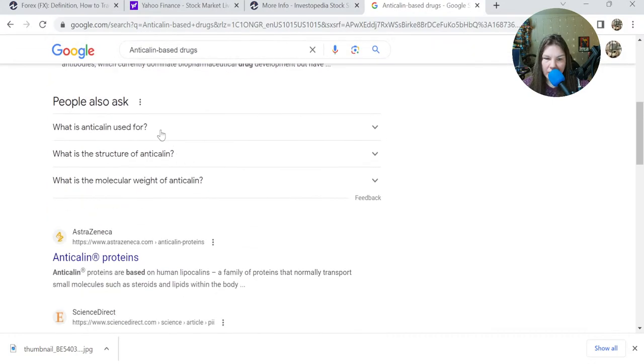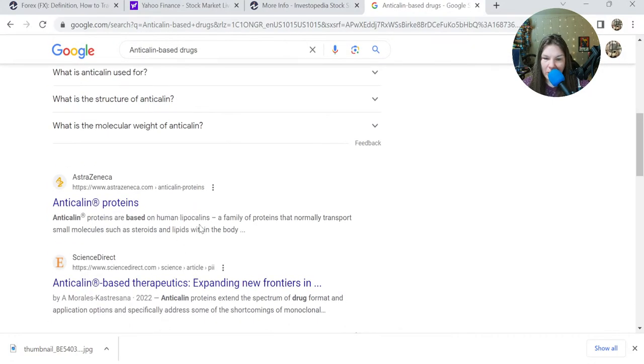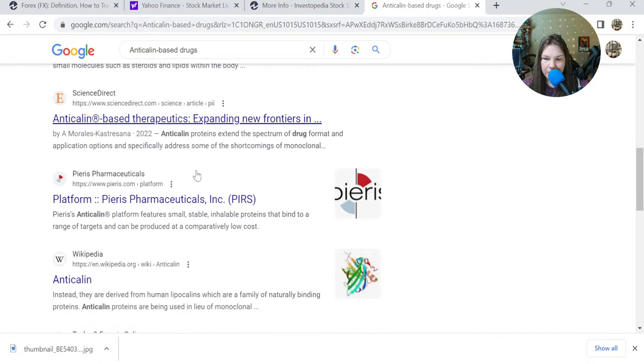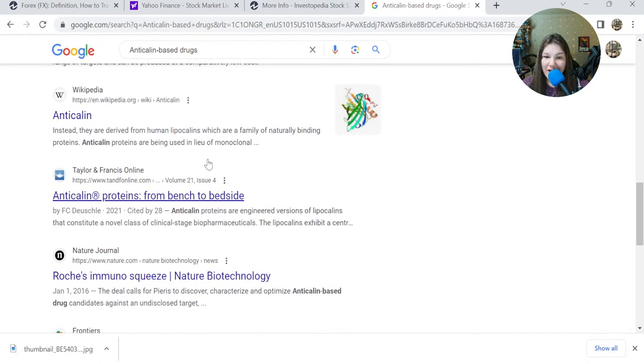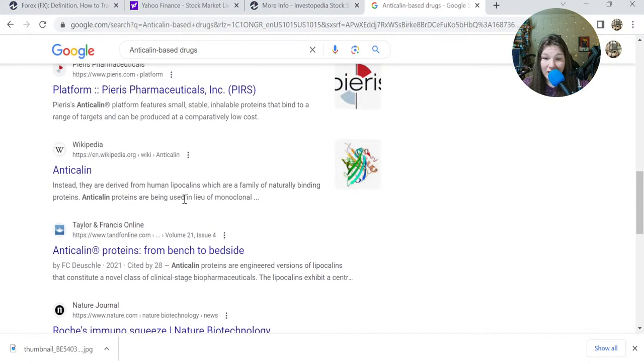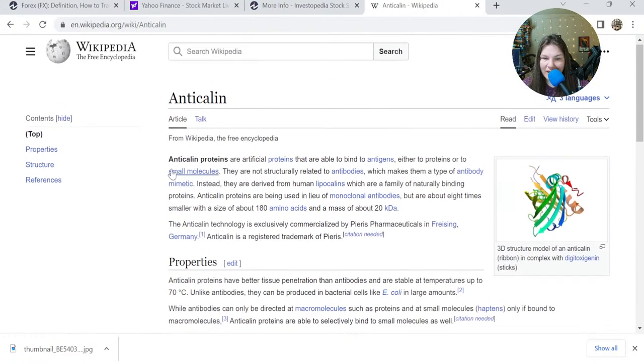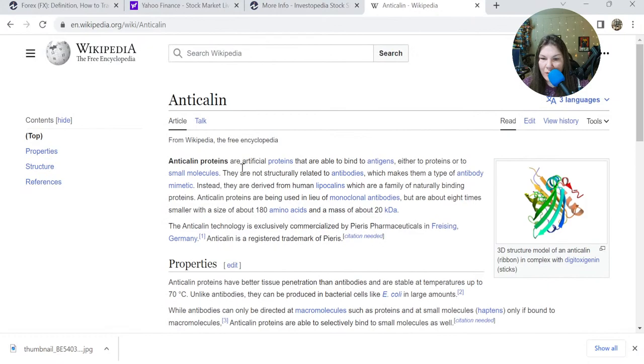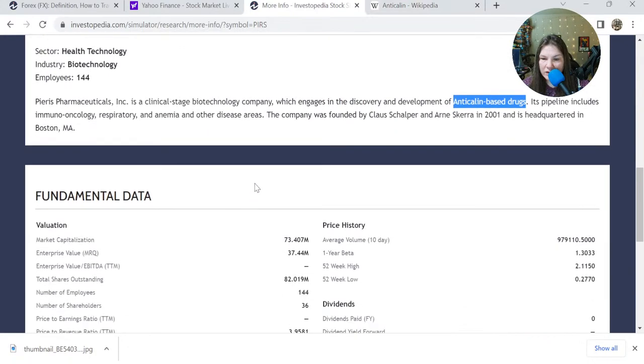What's an anticalin-based drug? They are based on human lipocalins, a family of proteins that normally transport small molecules such as steroids and lipids within the body. Okay. Now I see. It goes through your juices. It's a juice pharmaceutical. They're being used in lieu of monoclonal antibodies. Okay. So maybe, anticalin on Wikipedia, they tell you everything. Maybe it's just a thought here, guys. Maybe they made these anticalin meds and then guess what happened? They didn't work or something.